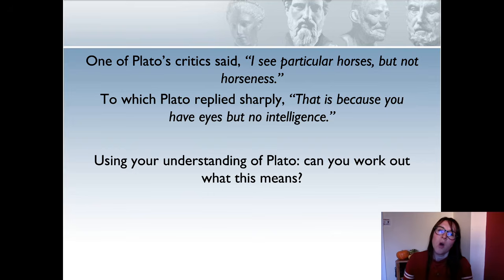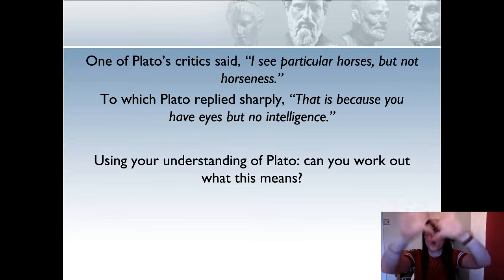Sorry, folks. For Plato, his critic is saying, I see particular horses, as in particulars. Well, I see a particular horse, but where's its horseness? Where's its concept of horse? And what Plato replies is, it's because you have eyes. You're seeing horses, but you're not using your intelligence to understand the horseness, the concept behind it.